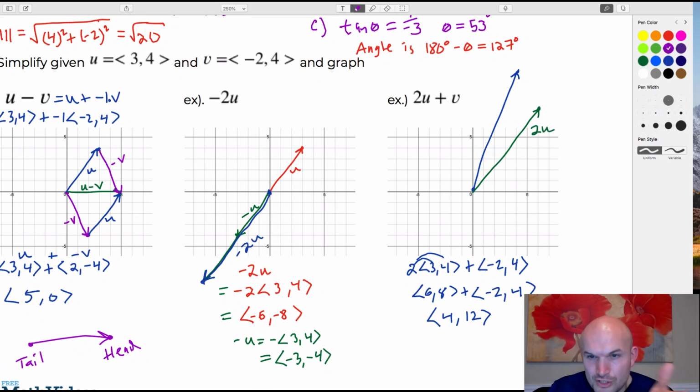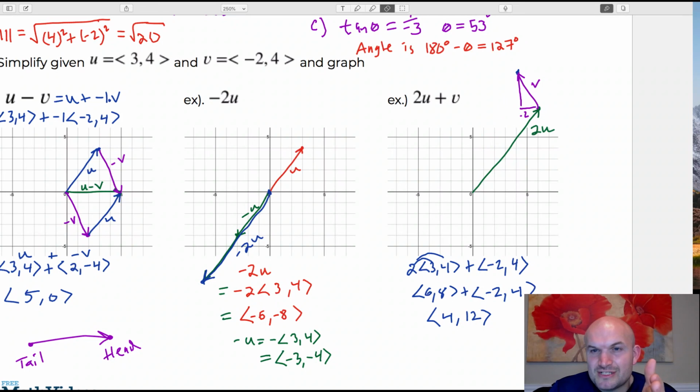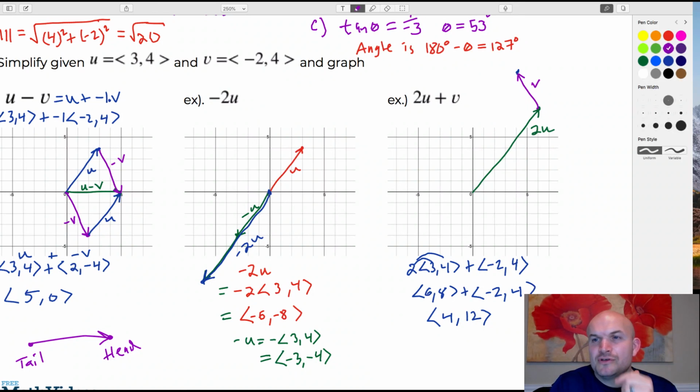And then if I go from here to up there, basically I'm going over negative 2, which would be this way, and then up 4. So it's negative 2, up 4. That's the tail to head method, which is my vector v. So you can see by adding one vector to the next, that is how you can add your vectors. So that is my resultant vector, which is 2u plus v.